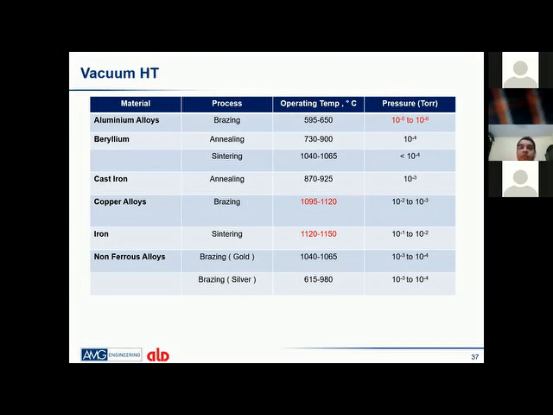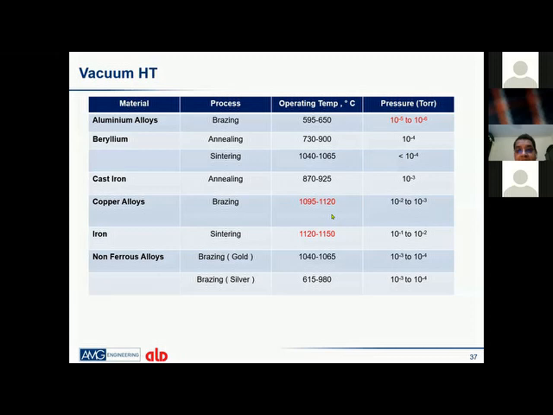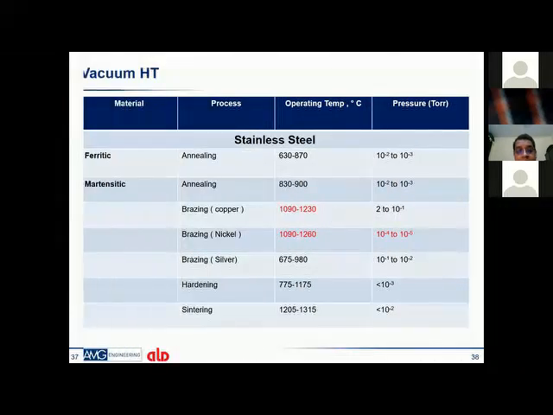Another thing is the temperature, like 1100 and 1150. If we go to the different slides, for stainless steel and nickel brazing, which most of the customers are doing in the vacuum furnace, they are operating at a very high temperature, approximately 1200 degrees centigrade, and the vacuum level required is -4 and -5. So there are two things when we talk of temperatures of 1000 to 1260 degrees.